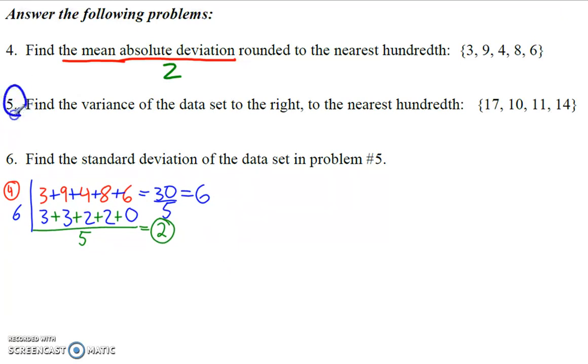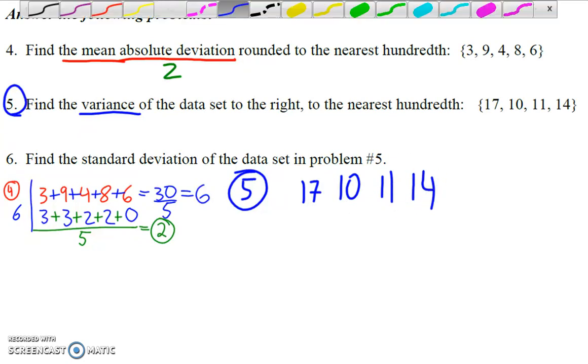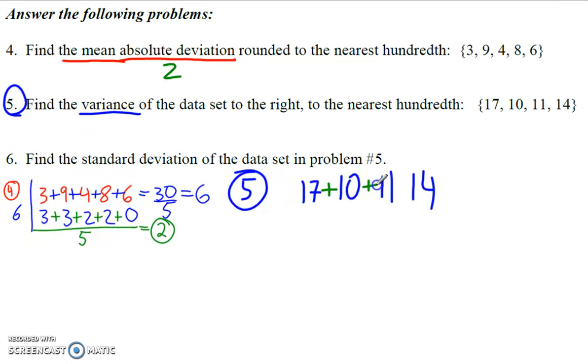Number 5, find the variance of the set. So we have 17, 10, 11, and 14. Again, the first step is going to be find the mean. Add these up, and that gives you 52. Divide by how many are in the set, and that's divided by 4. That gives you the mean, that's 13. And then we do the same thing.